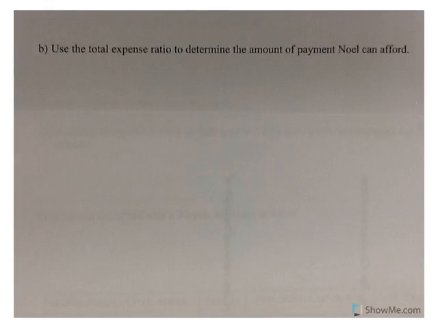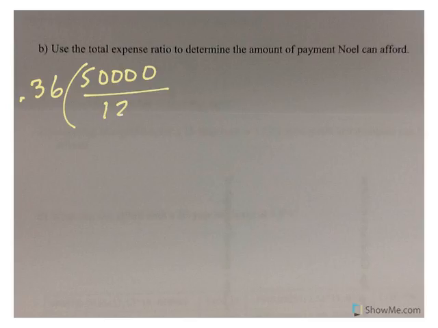Okay, so we are going to use the total expense ratio to figure out what she can afford. So if you recall this, approximately 36% of your gross monthly income. Now, Noelle earns $50,000 a year. Well, that's a year. If we divide it by 12, that gives us her gross monthly income. And that right there is approximately $1,500. So that's kind of the upper end of what she can afford.